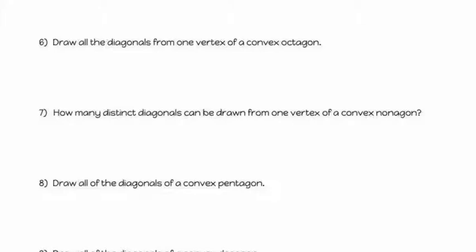6, draw all of the diagonals from one vertex of a convex octagon. So we're going to start with our octagon. I'm going to cheat a bit for the sake of time and just draw an octagon here. All of the diagonals from one vertex. So we start at one vertex and draw all of them from that point, just like what we did earlier. So I'm going to start here. 1, 2, 3, 4, 5. So we should have 5 of them on number 6.